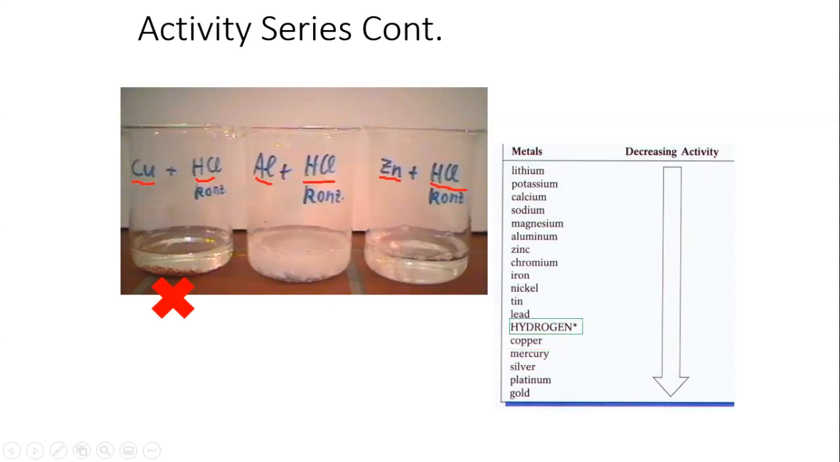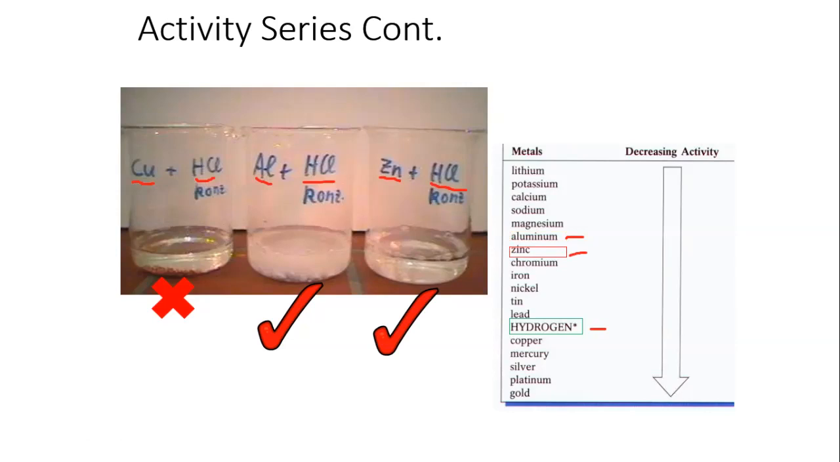We look at aluminum. Aluminum is more active than hydrogen, so a reaction will occur because aluminum will displace the hydrogen, so that aluminum becomes a cation and hydrogen becomes H2 gas. Next, we have zinc and HCl. Since zinc is more active than hydrogen, zinc will react with HCl.